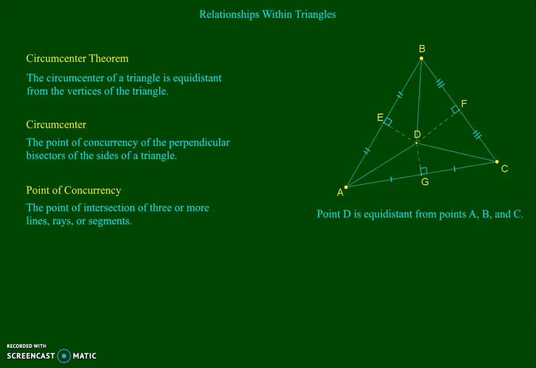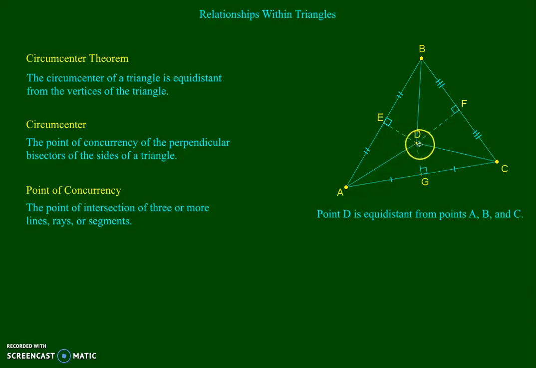This is part 2 of the series Relationships Within Triangles, and we're going to start off this part with a discussion of points of concurrency. Now, a point of concurrency, as you can see here, is the point of intersection of three or more lines, rays, or segments. In this case, it's going to be lines, rays, or segments in triangles or relating to triangles.